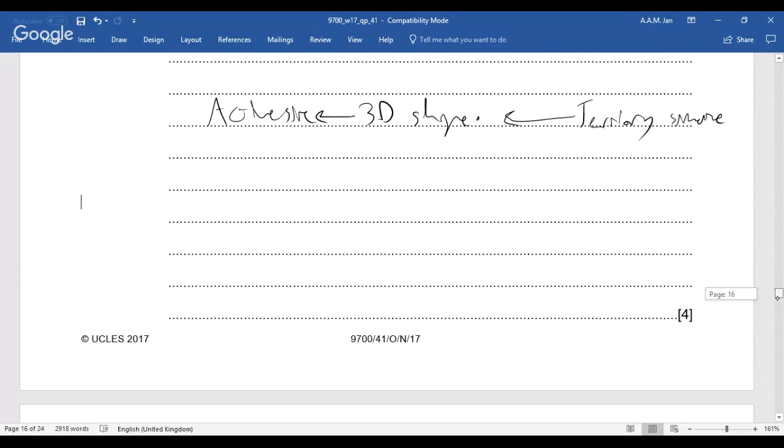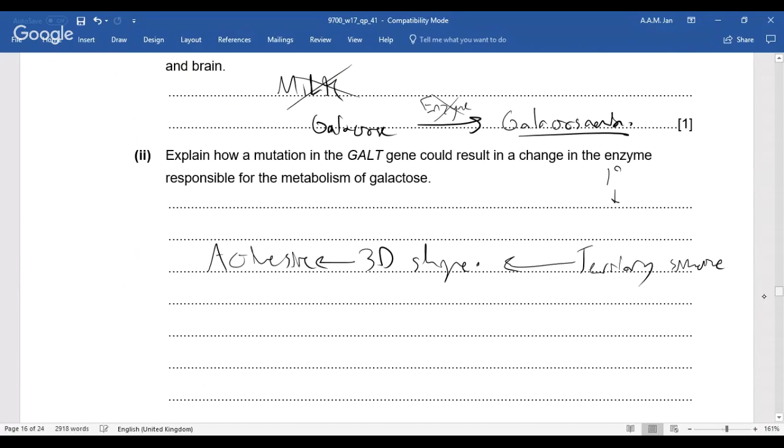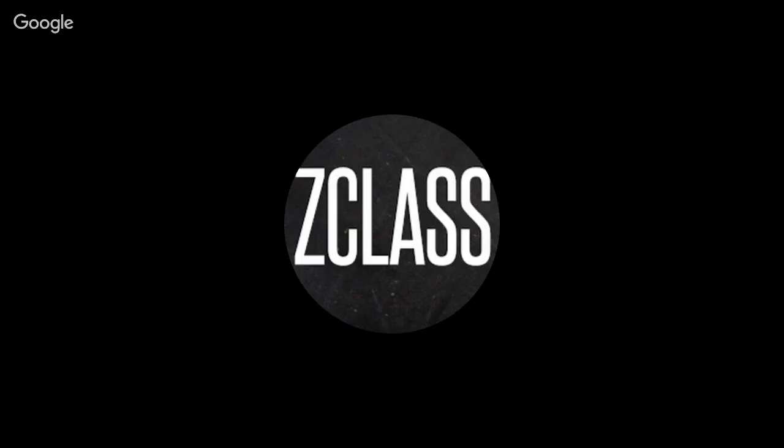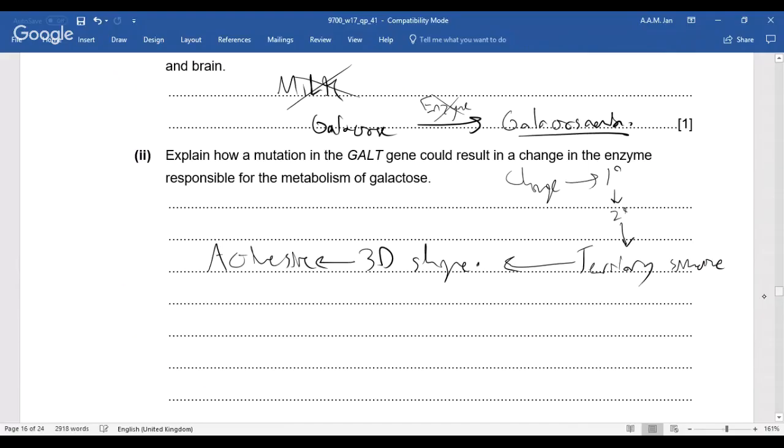Yeah, okay. The point I'm trying to get at, I'm sure you understand it, is that the active site is part of the enzyme's 3D shape, and that's directly determined by tertiary structure. Tertiary structure dictates 3D shape, which dictates the shape of the active site. The point you were getting at, I believe, is that primary structure dictates secondary structure, which dictates tertiary structure. So if you change primary structure, in a roundabout way, you'll then change the active site.